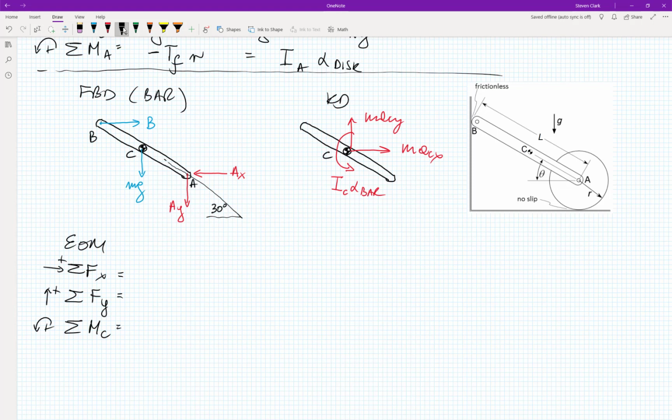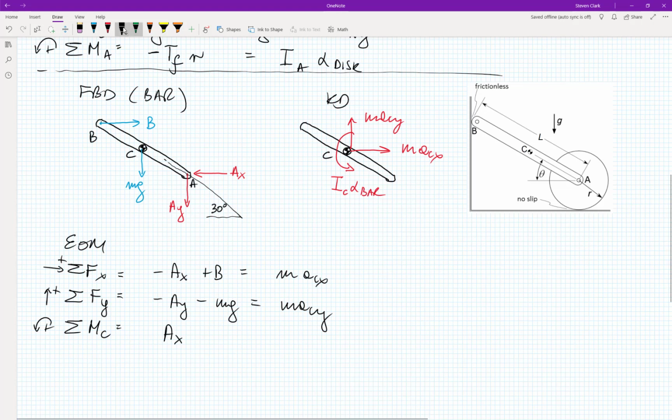Okay, so in the x direction we have minus AX plus B, and this is equal to MACX. In the y direction we have minus AY minus MG, and this is equal to MACY. And now, oh wow, now these three forces are rotating. Okay, let's start with AX. AX times what distance? I think this distance.